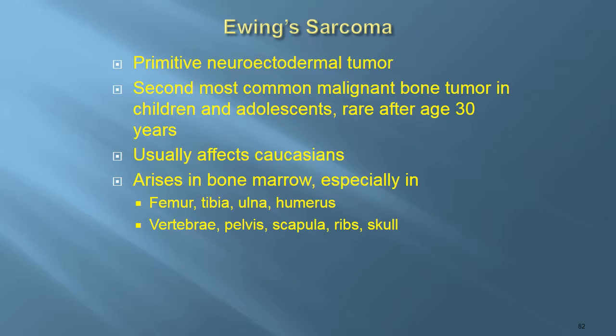Ewing sarcoma is a primitive neuroectodermal tumor. It is the second most common malignant bone tumor in children and adolescents. It is rare after age 30. It usually affects Caucasians. It arises in the bone marrow, especially in the femur, tibia, ulna, humerus, vertebrae, pelvis, scapula, ribs, and skull.